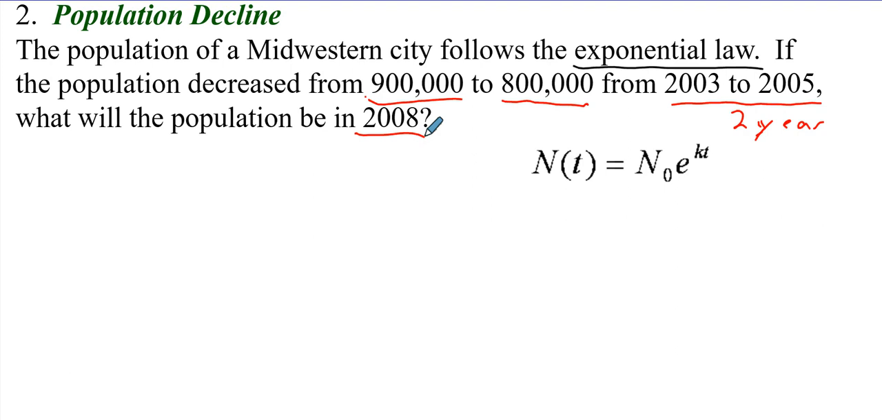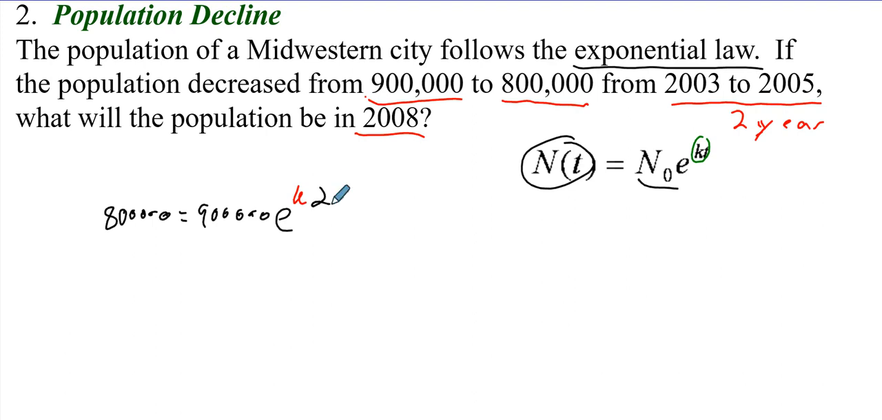So using this, we don't have a K value. We don't have a growth rate, so we need to calculate that. Because we're given 2 conditions, we're going to be able to solve for our K using our equation. So setting it up, our population in 2005 was 800,000, and our initial population, N of naught, was 900,000. Okay, and then we have e. Well, we don't know our K, but we do know our time. Our time was 2 years. So now, notice our K is our unknown variable, so we can go ahead and solve.